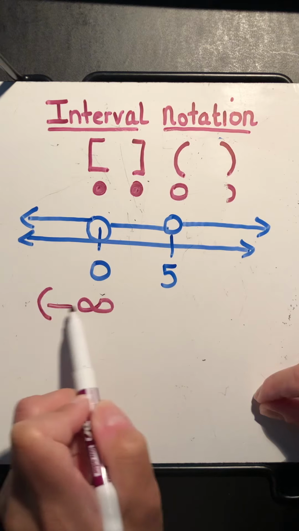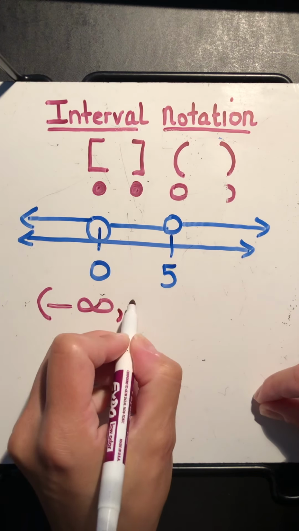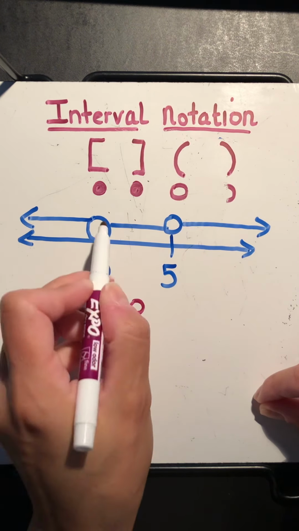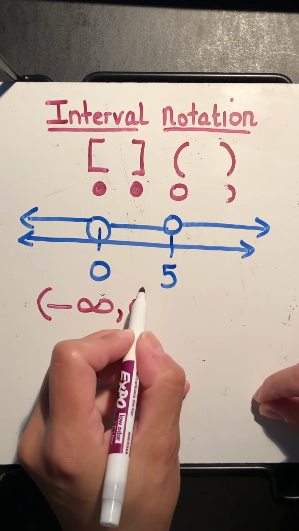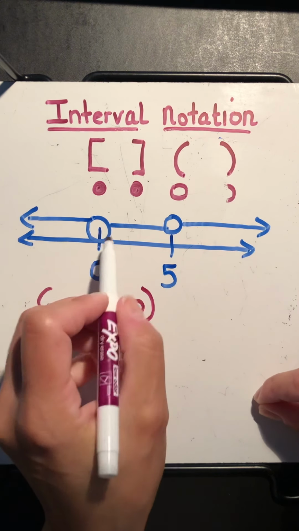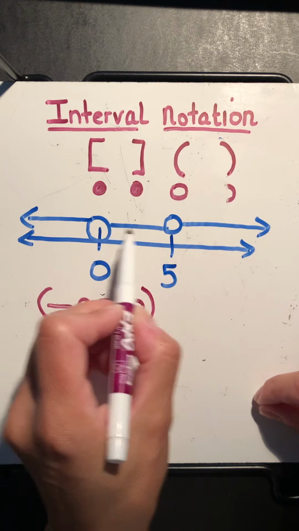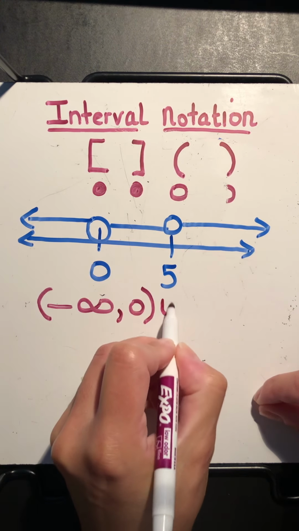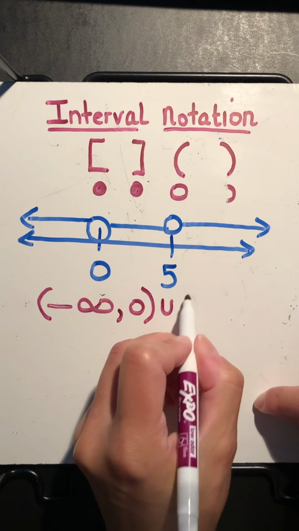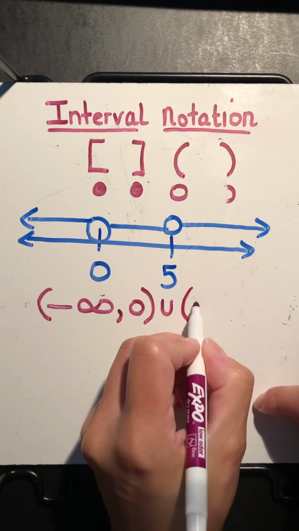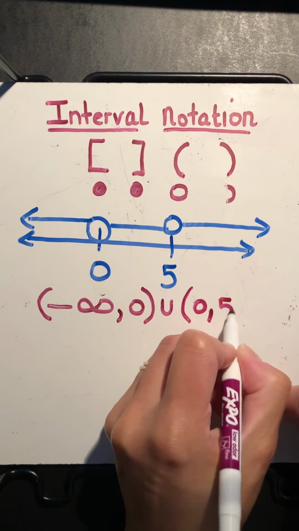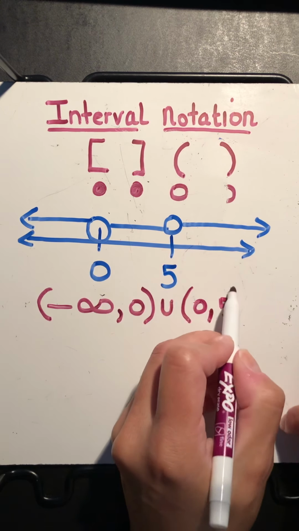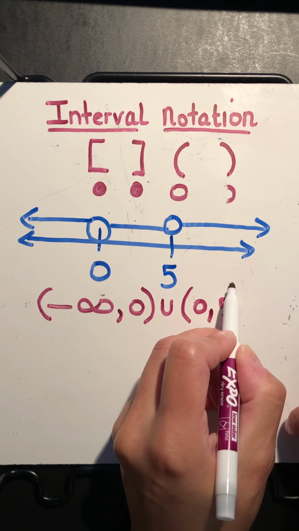So I'm coming from negative infinity, comma, I'm going to 0, but I'm not including 0 because there's an open circle, so I want round brackets. Now, to explain that I have to keep going and include the values between 0 and 5, I'm going to put a U for union because I'm joining the set of numbers together, round bracket, 0, comma, 5, but then I'm not including 5, so I'm putting round brackets.